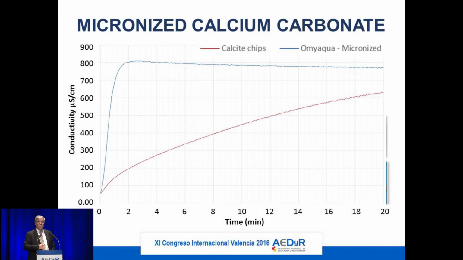This shows the difference between coarse grade products, like those used in calcite contactors, in millimeter sizes, and the blue curve, which shows a micronized product, a very fine 2 micron, maybe up to 5 to 6 micron product. We can see an extremely fast dissolution rate at the beginning, and it becomes very stable at the end after only 2 minutes. Typically you have an empty bed contact time of, let's say, 20 minutes. You can reach that with micronized calcium carbonate in 1/10 of the time.